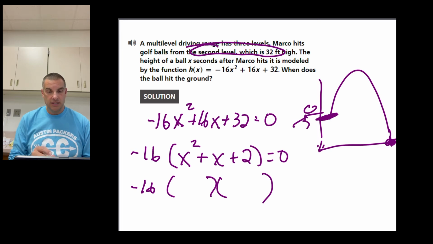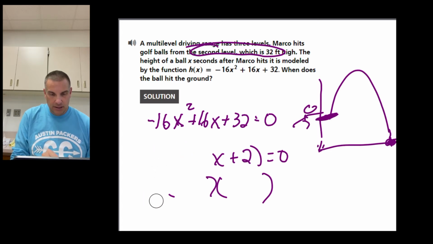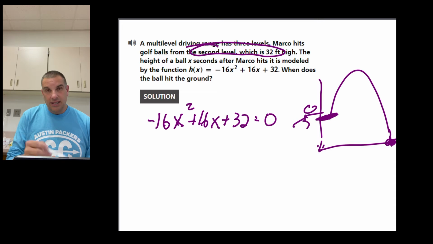Oh, shoot. See what I did wrong here? I made a common error that happens in here. So let's go back to here. See, you distracted me when I was doing nothing.